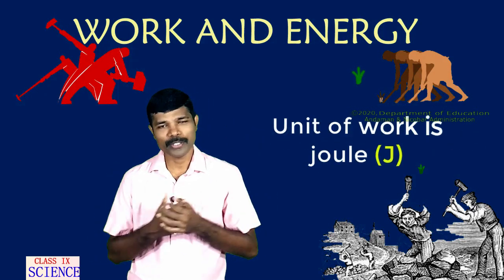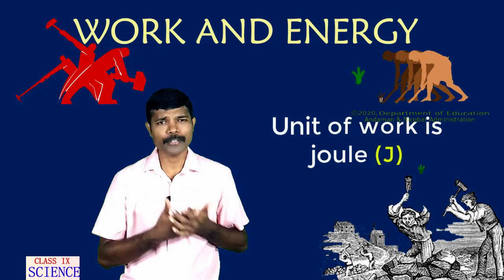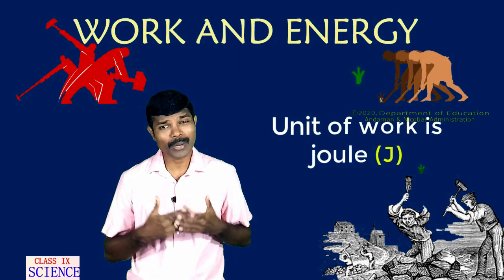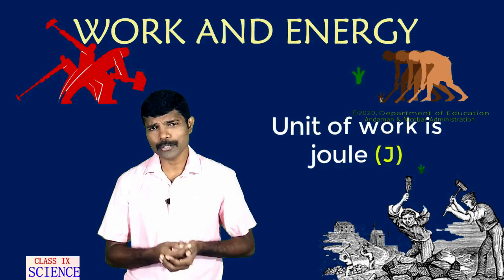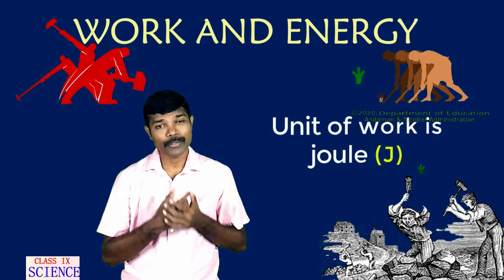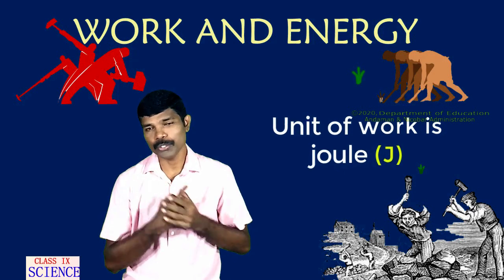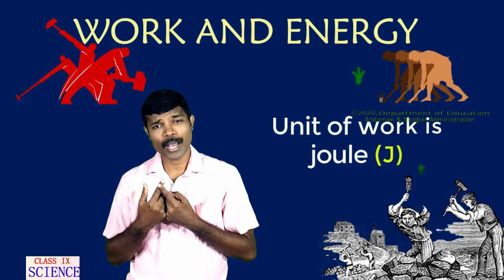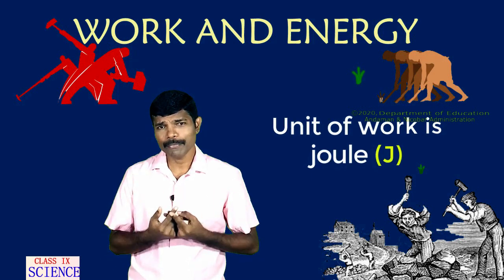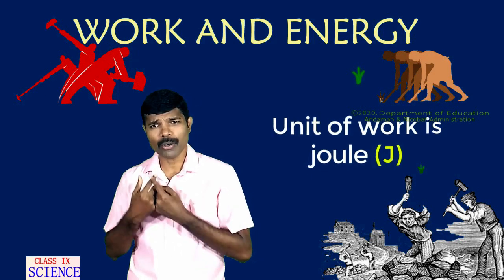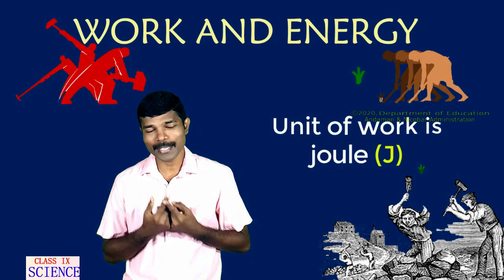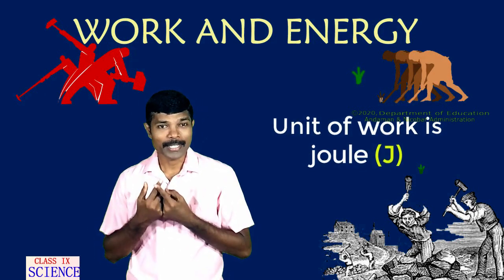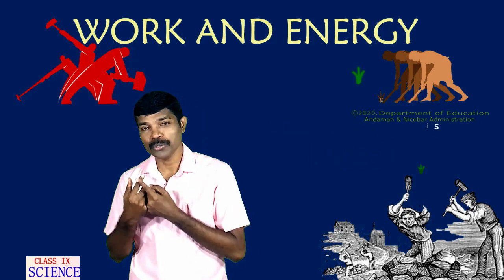Next we have seen the unit of work done, right? The unit of work is joule. When a force of 1 Newton moves a body through a distance of 1 meter in its own direction, the work done is known as 1 joule. Here the applied force must cause the body to have some displacement. If the applied force does not cause motion to the object, then 0 work is done on that object. In that case, the work done will be 0 joule.